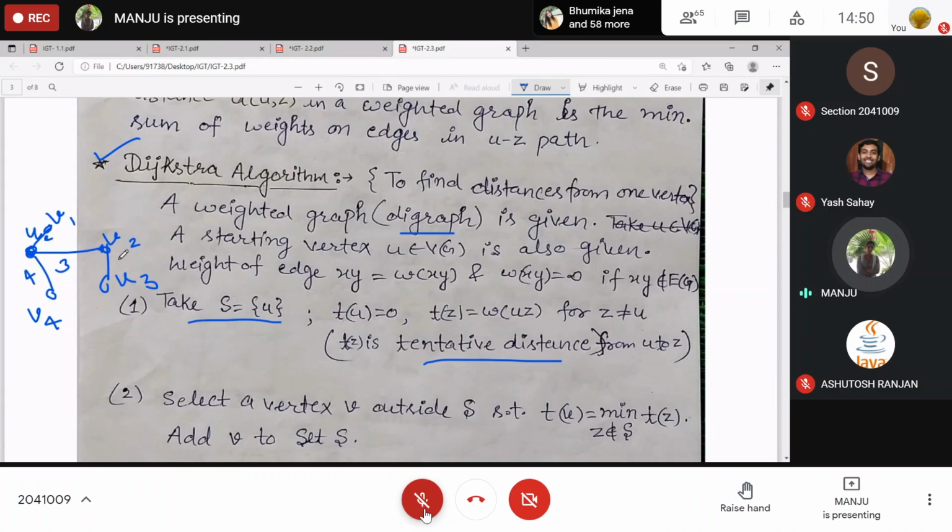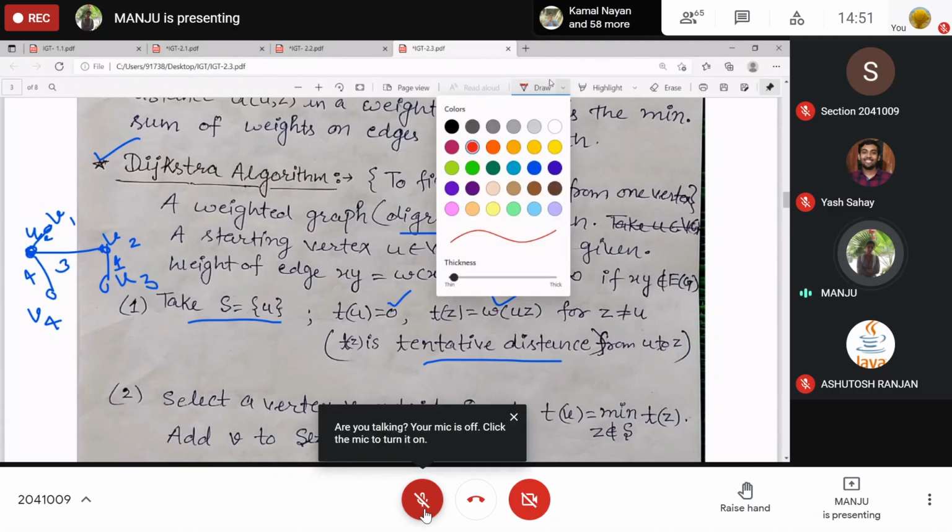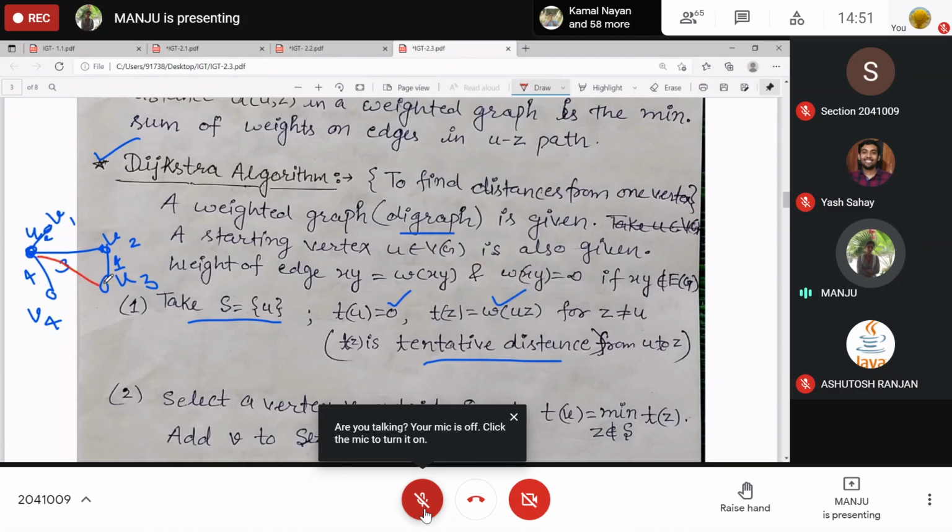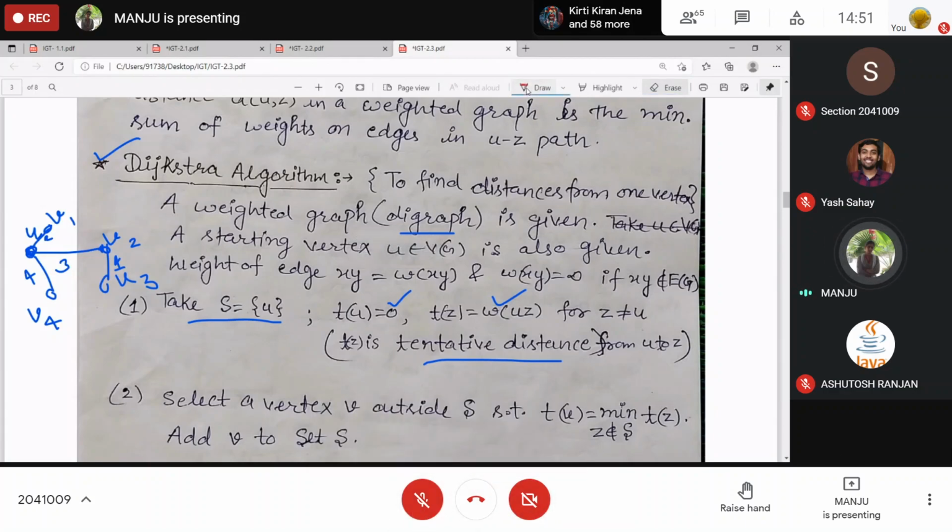You can just say this is your 1. Okay. So first find all the tentative distances from u. U to u will be 0 because we are at u already. The tentative distance from u to any other point is given by the direct edge, the weight of that edge, u to any. And whenever you don't have any direct edge, from u to v3, we don't have any direct edge. You can just see we don't have one here. So initially you can just take this tentative distance as infinite.